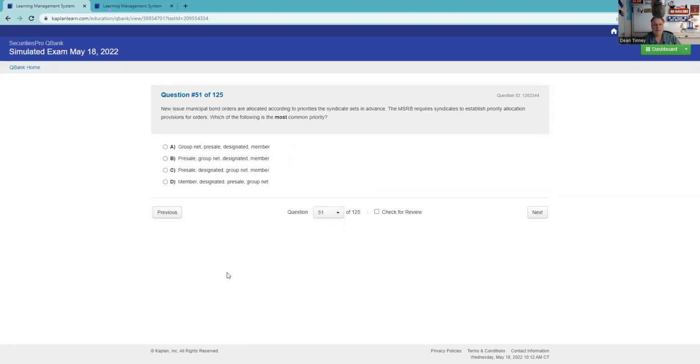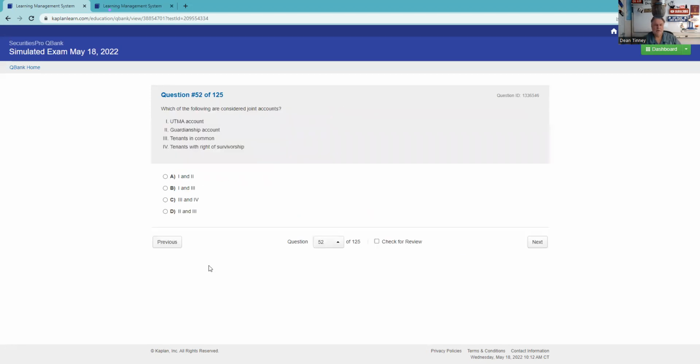New issue municipal bonds are allocated according to priorities the syndicate sets in advance. The MSRB requires syndicates to establish priority allocation for orders. Which of the following is the most common priority? I haven't seen anybody say they've seen this in a long, long time on the test, but it used to be there all the time, and I don't share it anymore as a memory aid device. Pro golfers don't miss, or pretty girls date more, or pretty guys date more. The reason I don't share that in my test taking tips, tricks, and memory aids is just because I haven't had anybody see it in a long time, but it's B.